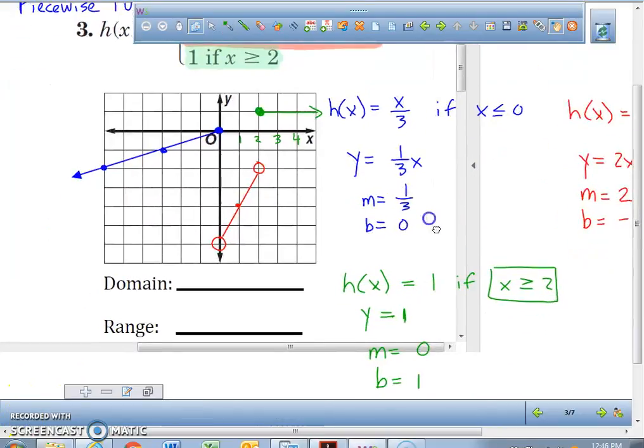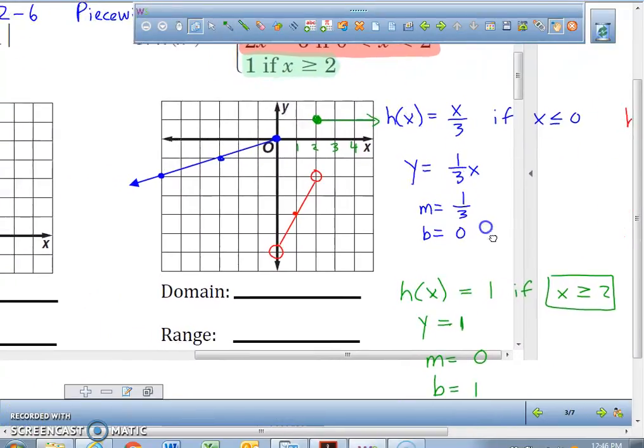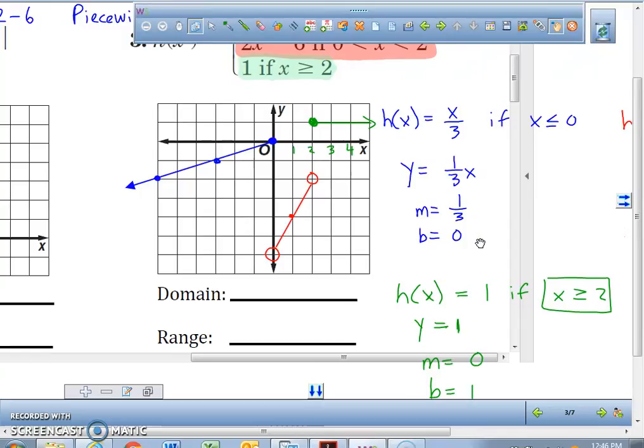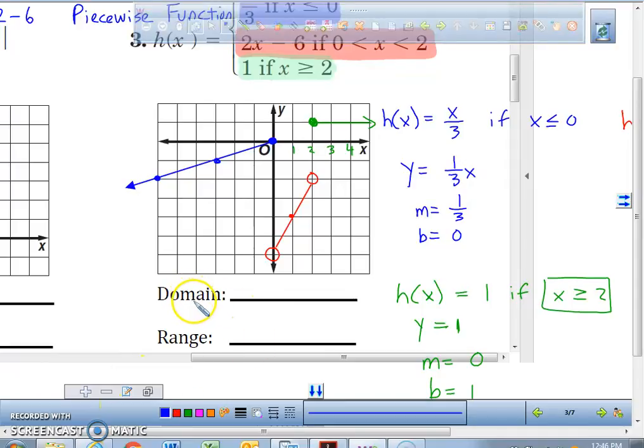All right, the last thing we have to do is simply figure out the domain and the range. Now I realize we have 3 different graphs working at the same time. But the domain is the set of all of your x values. So what x values are being plotted? I'm going from negative infinity all the way over to 0. And 0 is being included.